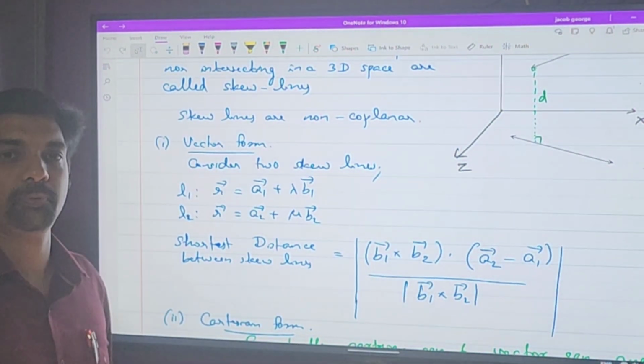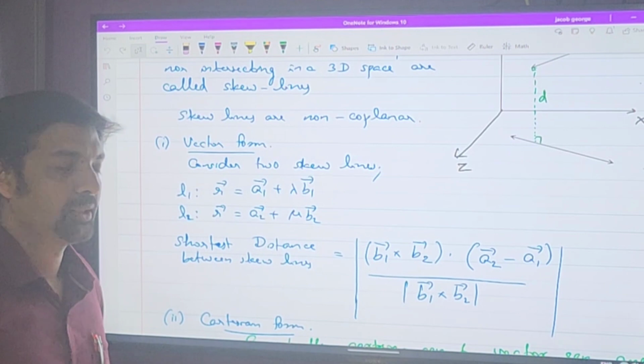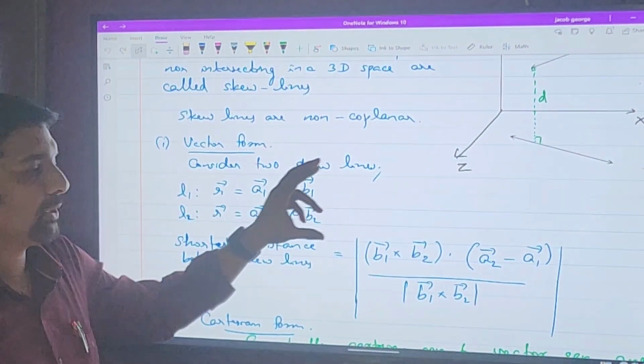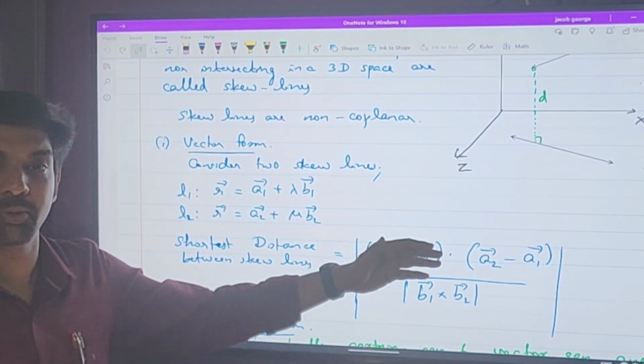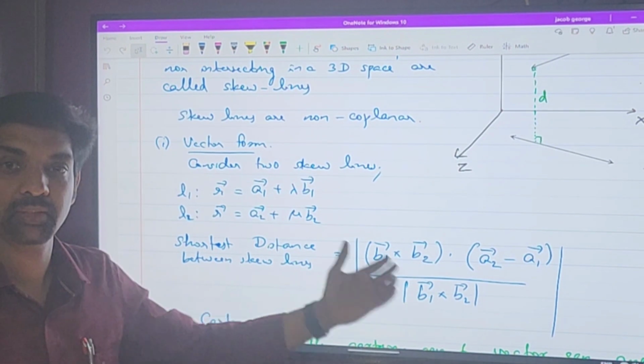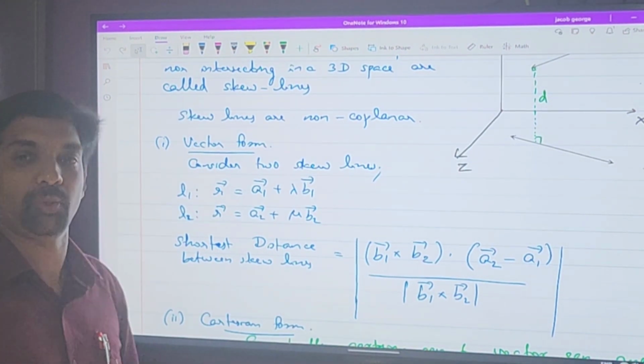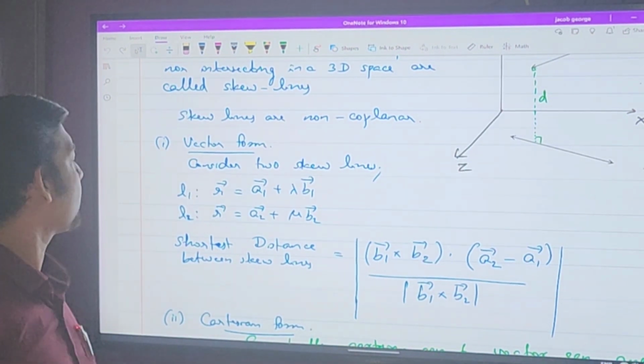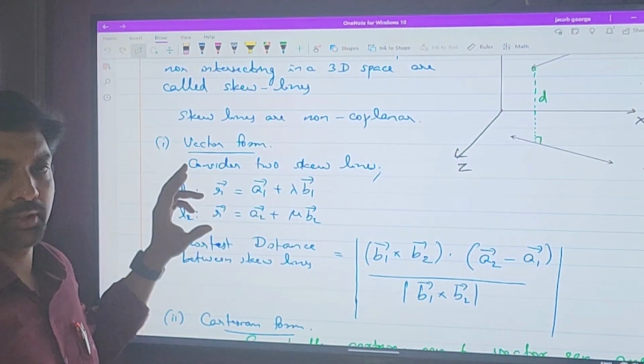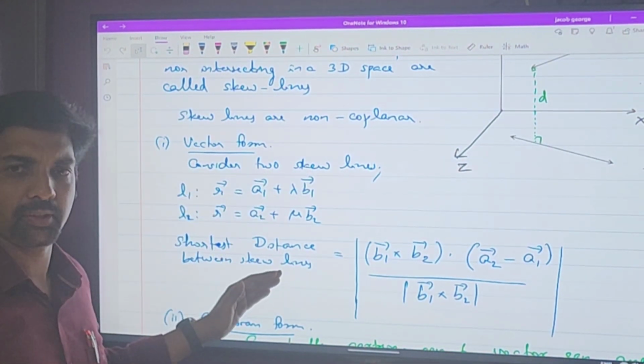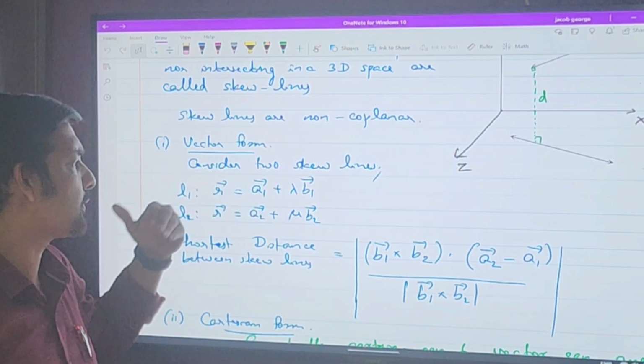Okay, there are two forms. Number one, vector form, and number two, Cartesian form. When the equations are written in terms of the position vector of each point, it is called the vector form, and in terms of Cartesian coordinates, it is the Cartesian form. So let's see the vector form. In vector form, equations of lines are like this.